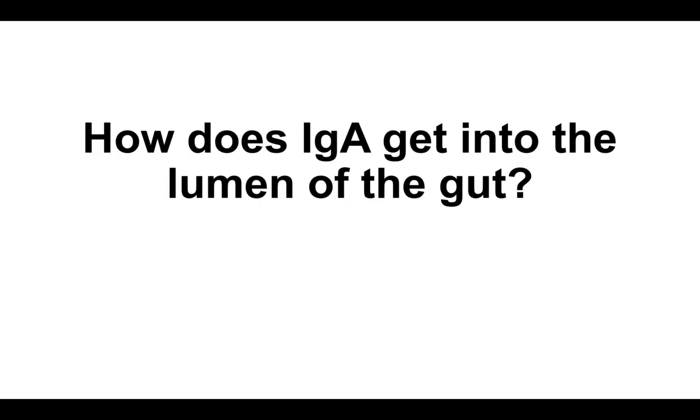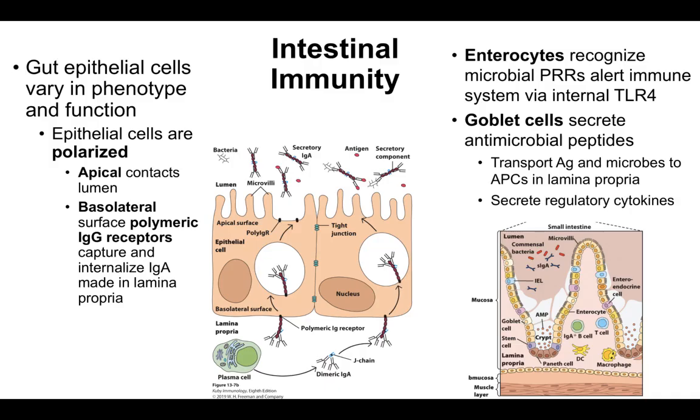How does IgA get into the lumen of the gut? IgA is made in the lamina propria from plasma cells that are secreting IgA. It's made as a dimer because it has this J chain that attaches it. It interacts at the basolateral side of the epithelium with the poly-Ig receptor, and it then is moved through that epithelial cell and released on the other side with what's called the secretory component. Part of the poly-Ig receptor comes off with that IgA and helps it stay stable.